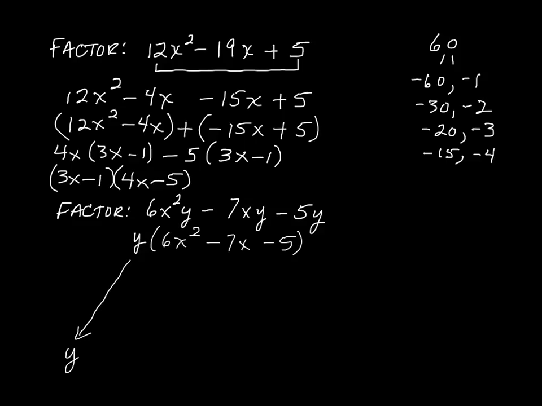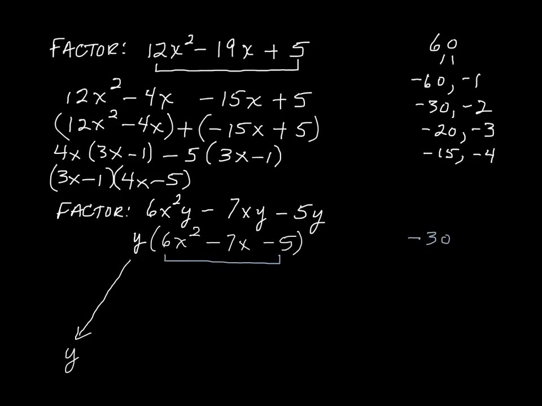Okay, no. We've already factored out everything that's common, so now we need to go through the steps of multiplying. So a times c, 6 times negative 5 is negative 30. So we want two numbers that multiply to negative 30, right? But add to negative 7.